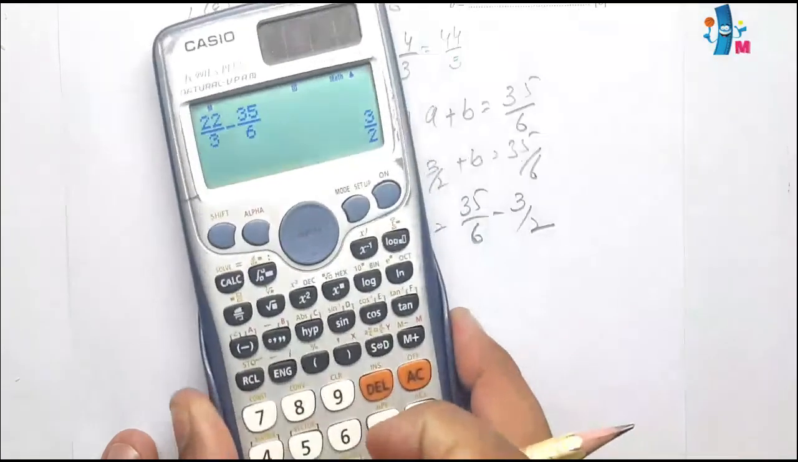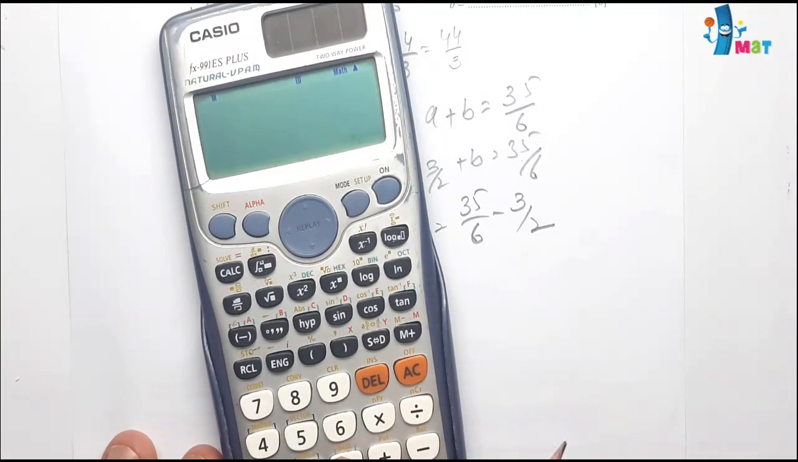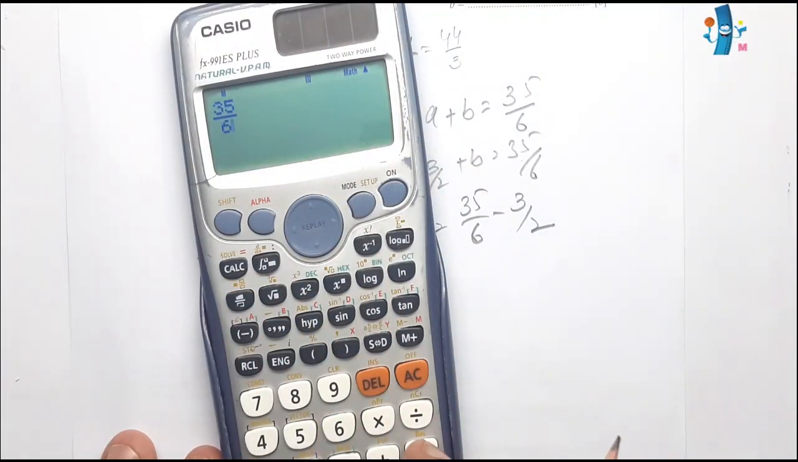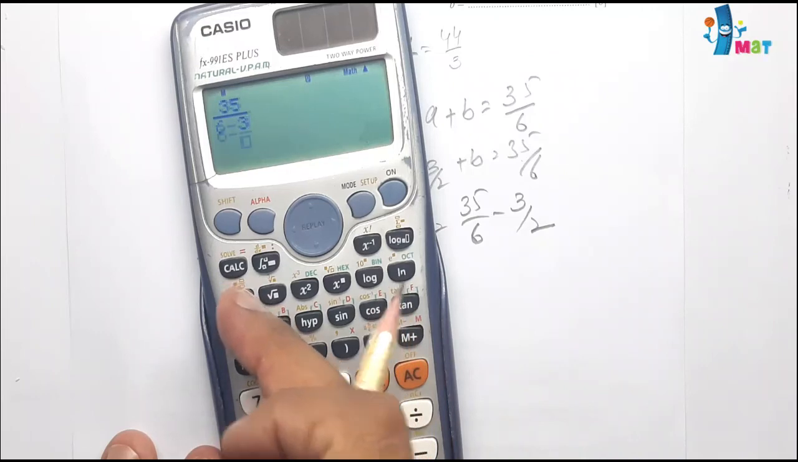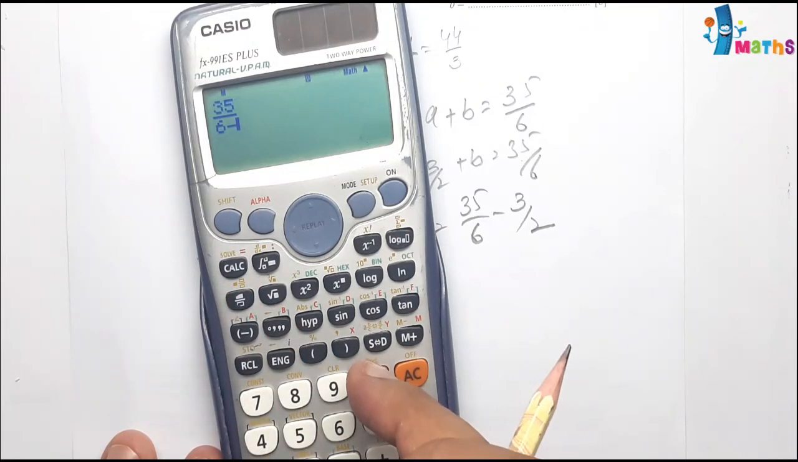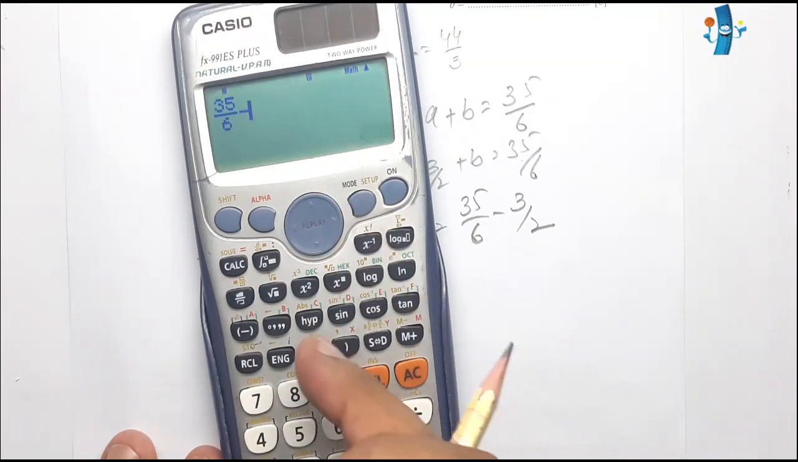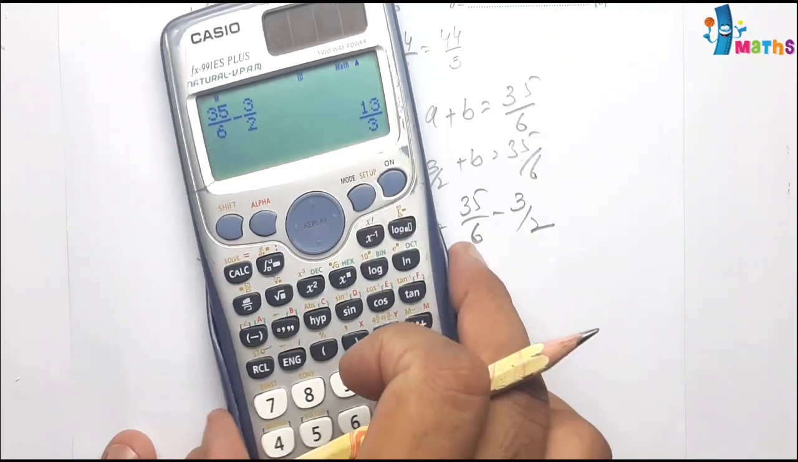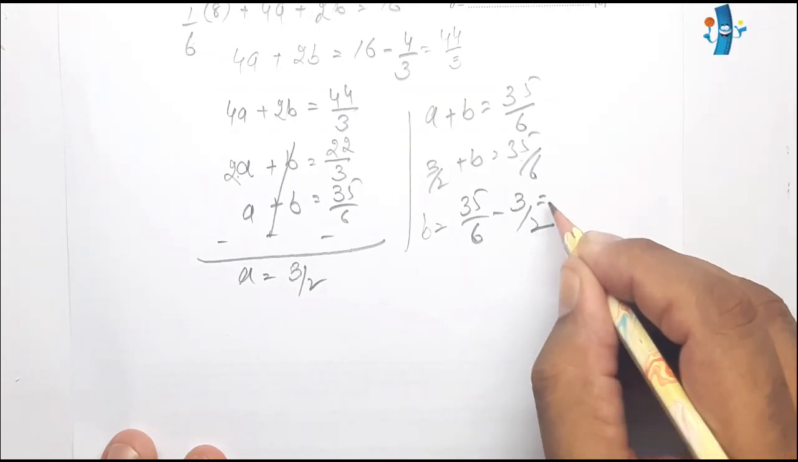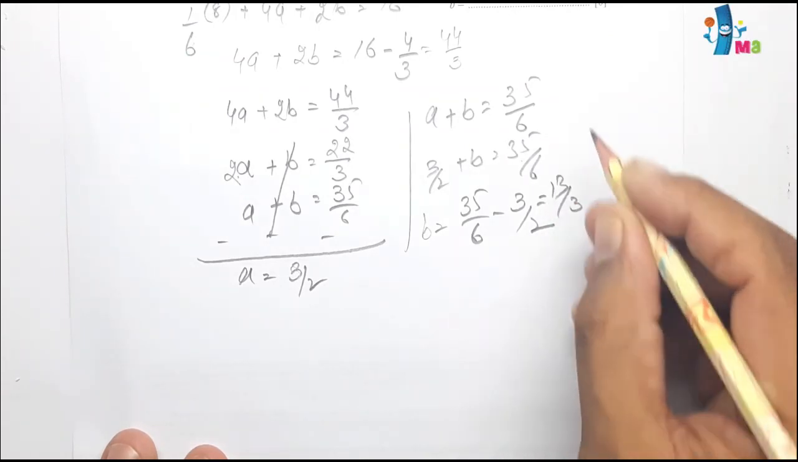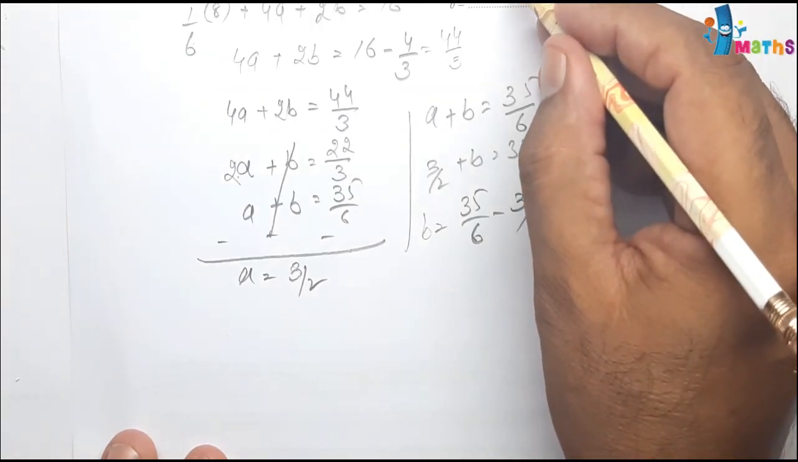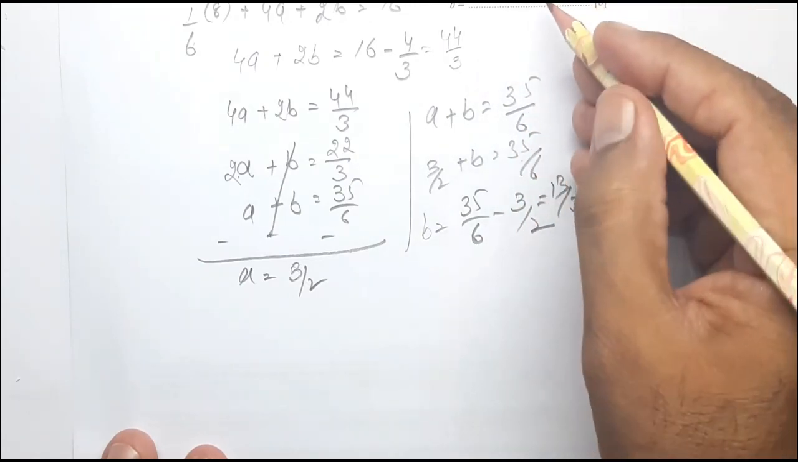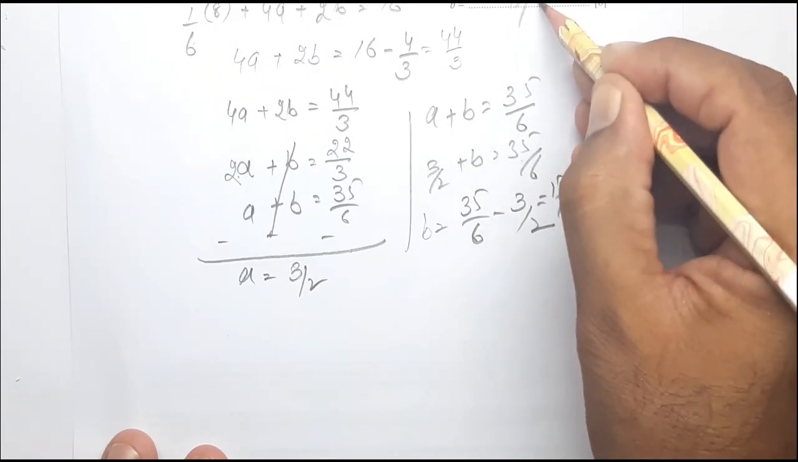So we can solve this with the calculator. 35 over 6 minus 3 divided by 2 will be equal to 13 over 3. So this value will be 13 by 3. So a we got is 3 by 2 and b is 13 by 3.